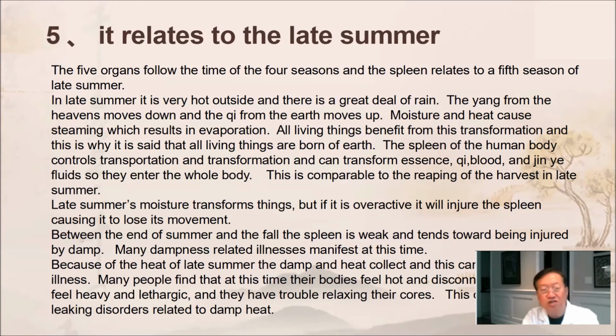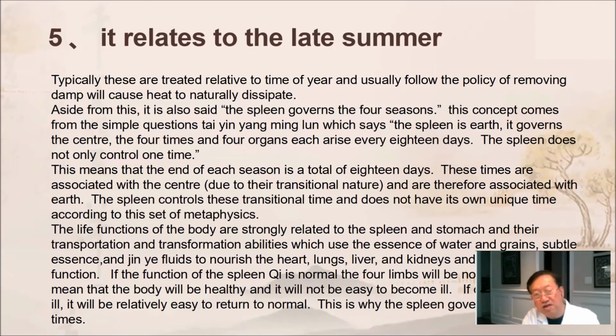Because of the heat of late summer, the damp and heat collect, and this can also cause illness. Many people find at this time their bodies feel hot and disconnected. The 4 limbs feel heavy and lethargic, and they have trouble relaxing the cores. This can result in leaking disorders related to damp heat. Typically, these are treated relative to time of year and usually follow the policy of removing damp will cause heat to naturally dissipate. Aside from this, it's also said that the spleen governs the 4 seasons.